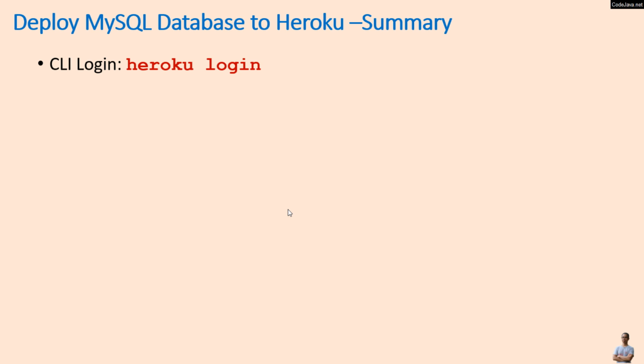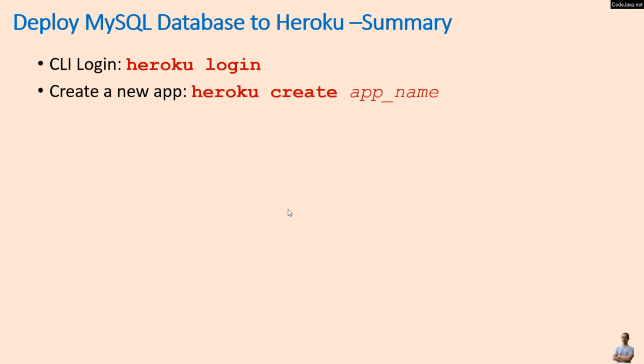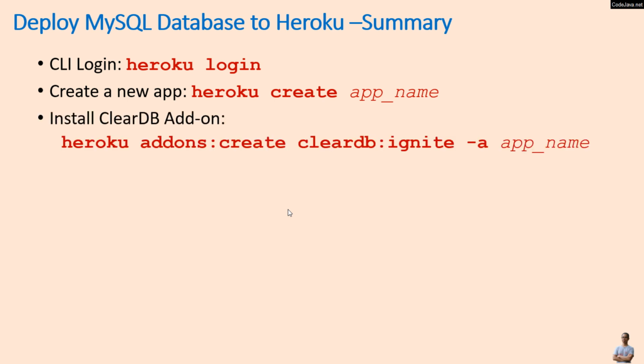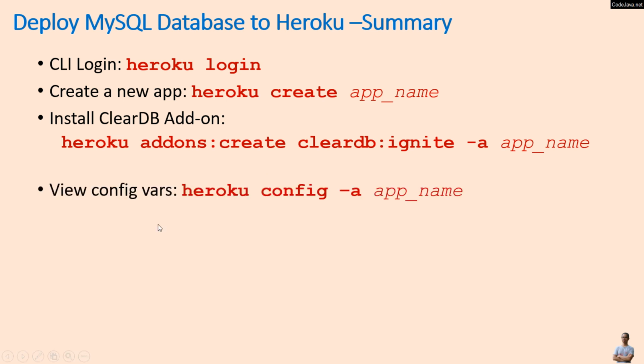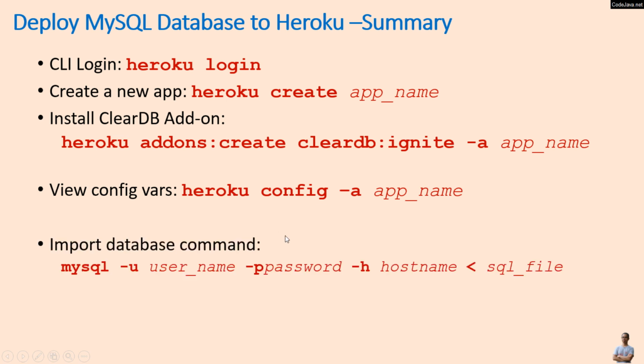Let me sum up the main commands you need to use in a command line interface. The command to log in to Heroku CLI, and then the command to create a new app, and then the command to install the ClearDB MySQL add-on with the plan ignite, and then the command to view config vars of an app, and then the MySQL command to import the database to the remote server like this.